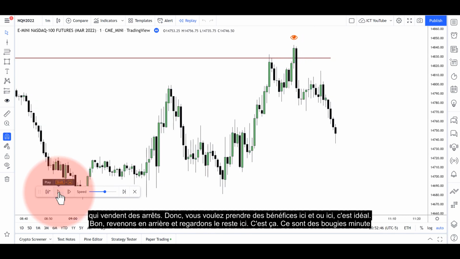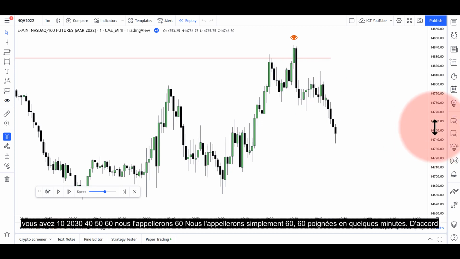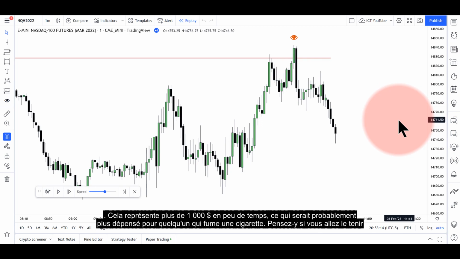Right there. That's it. These are minute candles. So you're selling short here, or maybe you entered on the first one here. So that's minute 1. So 1 minute, 2 minute, 3 minute, 4 minute, 5 minute, 6 minute, 7, 8, 9, 10, 11 minutes. And you have 10, 20, 30, 40, 50, 60, we'll just call it 60 handles in minutes, okay? That's literally over $1,000 in a matter of time that would probably be longer spent for someone that smokes a cigarette. Think about that.